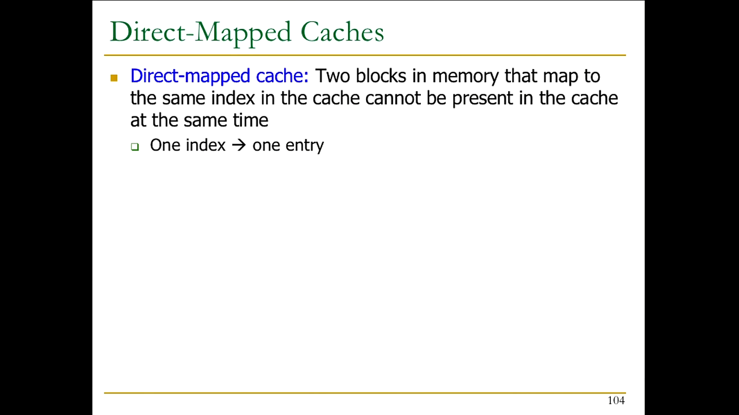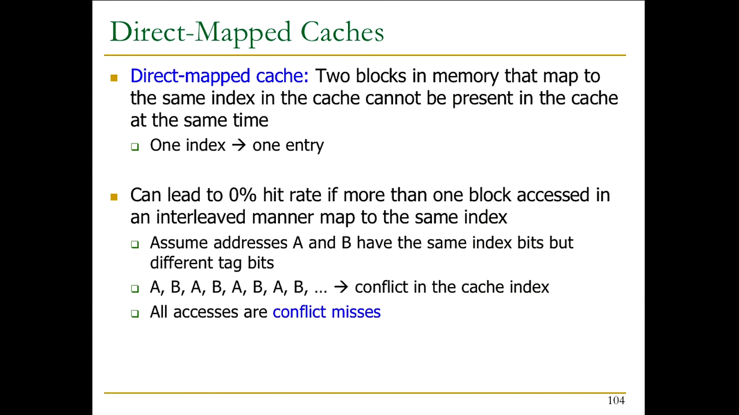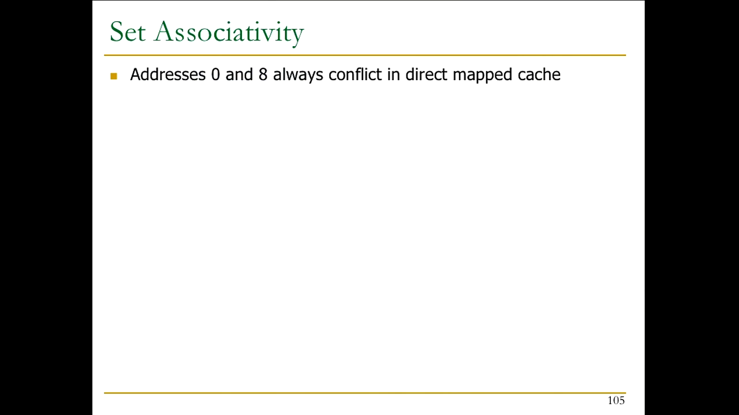Well, okay, let me give you this one. Basically, this is what I said. 2 blocks in memory that map to the same index in the cache cannot be present in the cache at the same time because one index can store 1 entry. And you can get 0% hit rate if more than one block is accessed in an interleaved manner that map to the same index. Let's give that example. Assume address A and B have the same index bits, address 0 and 8 in the previous example. 0, 8, 0, 8, 0, 8. You keep doing that. This is block address. You get conflict in all accesses, and all accesses are misses. You get 0% hit rate.